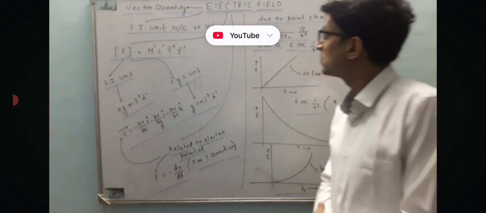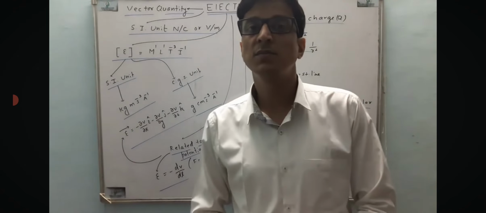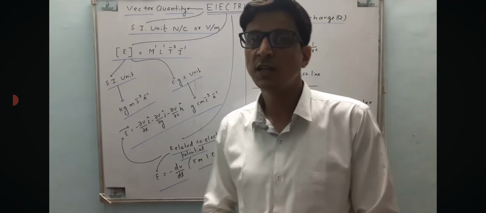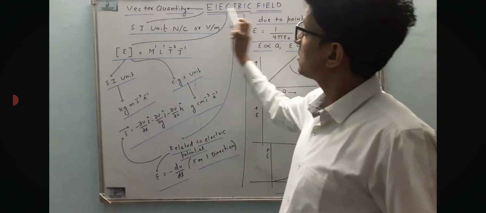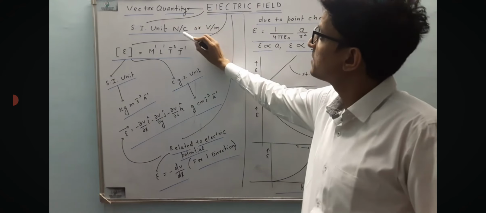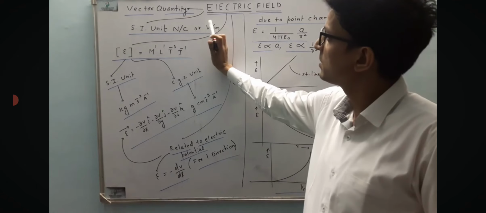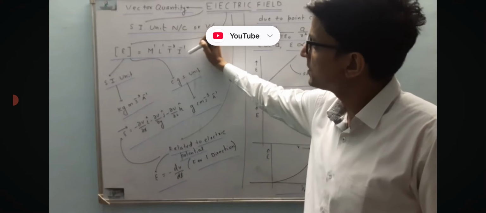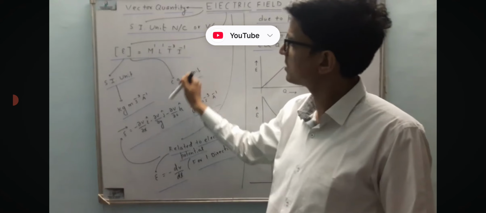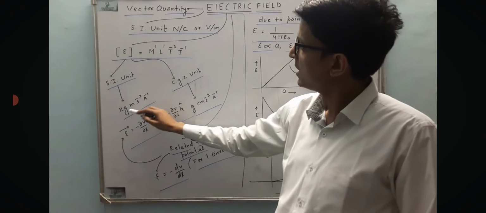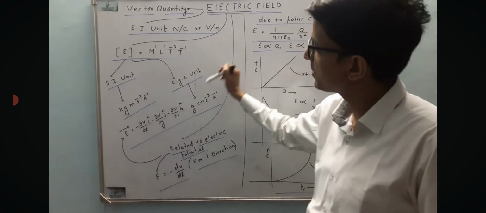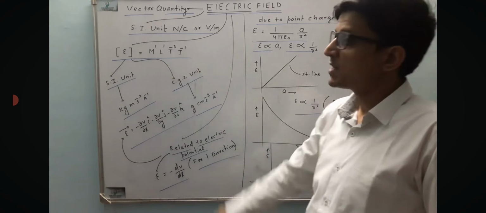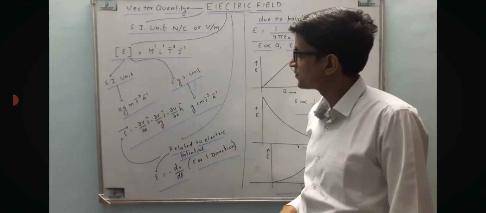There are certain important parameters and information related to the electric field. Electric field is a vector quantity. It has SI unit Newton per coulomb or volt per meter. The dimensions of electric field are M^1 L^1 T^-3 I^-1. The SI unit using the concept of dimensions can also be written as kilogram meter second^-3 ampere^-1, and the CGS unit like this. This is the same as Newton per coulomb or volt per meter.